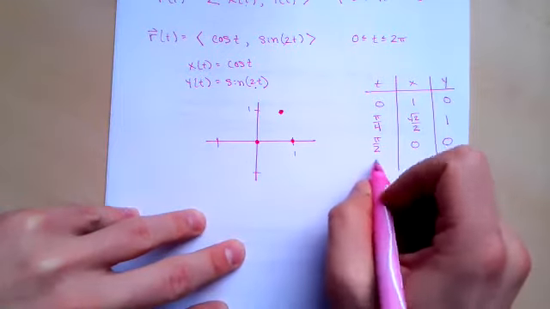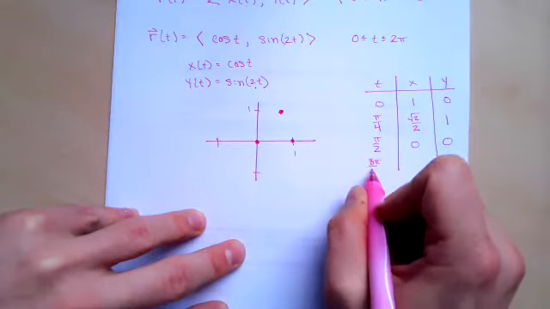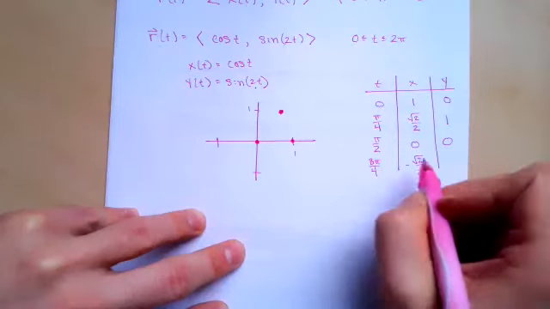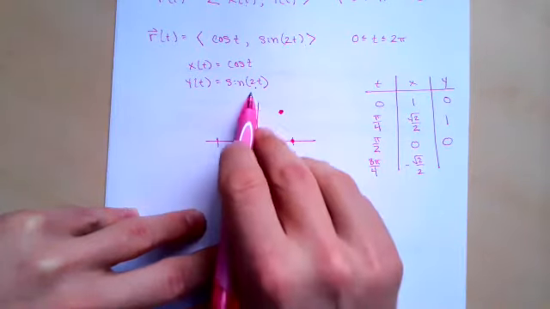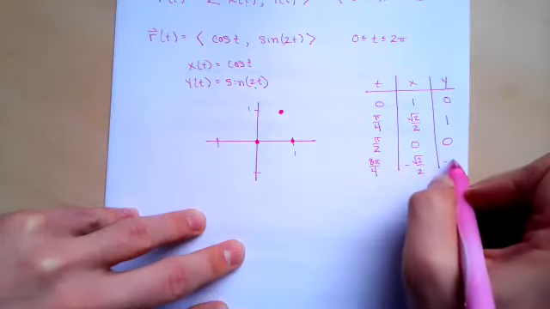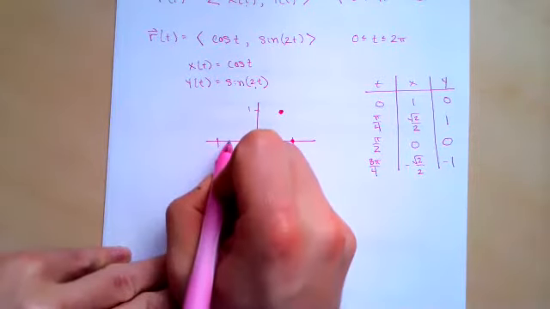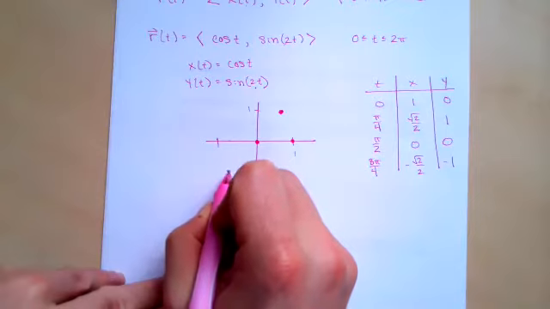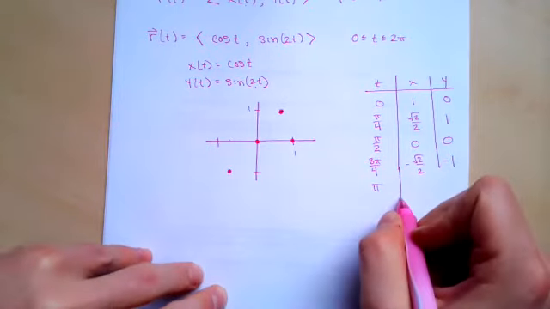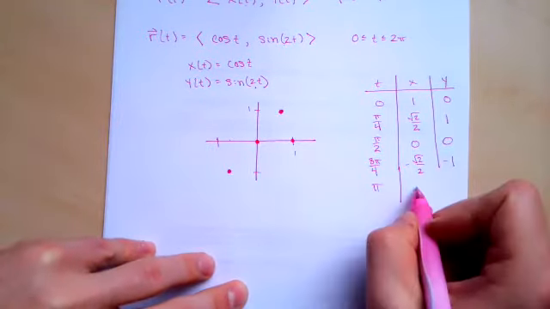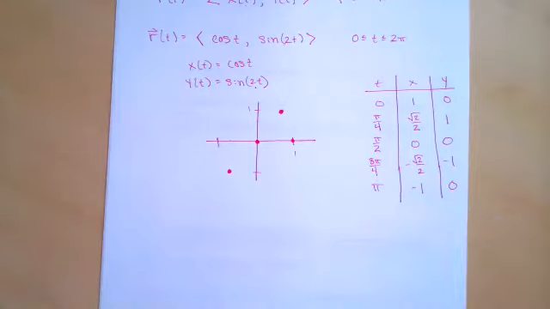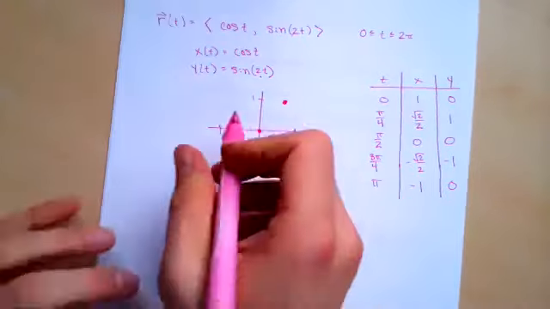And if we keep going with my 3 pi over 4, my x will be negative square root of 2 over 2. And my y, so 3 pi over 4 will give me 3 pi over 2 after I multiply it by 2, and sine of that gives me negative 1. So over here at root 2 over 2, we're down at negative 1. And what's happening at pi? Cosine of pi is negative 1. Sine of 2 pi goes back to 0. So we're going to be here.